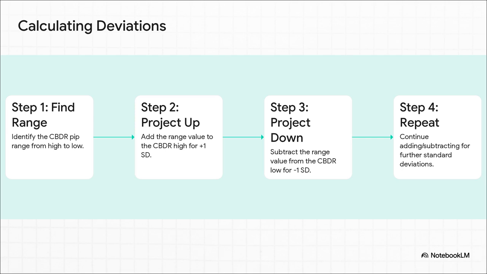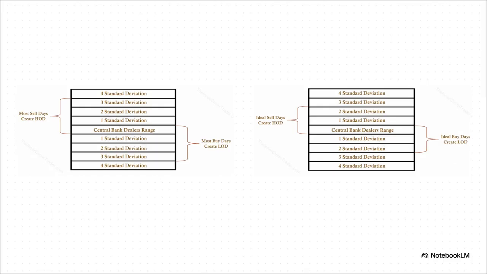First, you just measure the size of your CBDR in pips. Let's just say it's 25 pips, right? To get your first standard deviation up, you just add 25 pips to the high of that range. To get the first one down, you subtract 25 pips from the low. Then you just keep doing that over and over for +2, +3, and +4, and -2, -3, and -4. That's it.